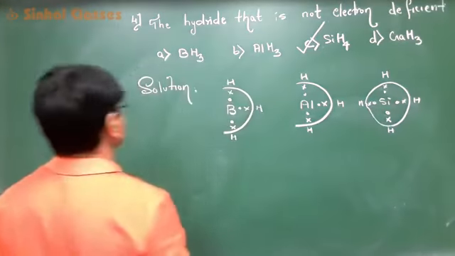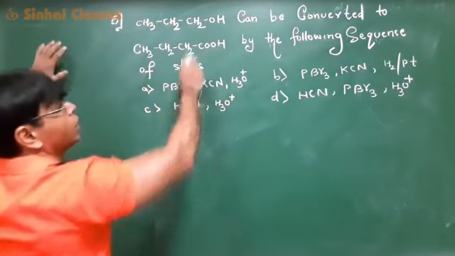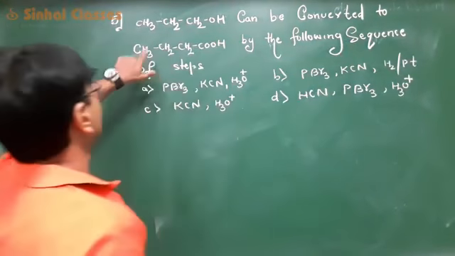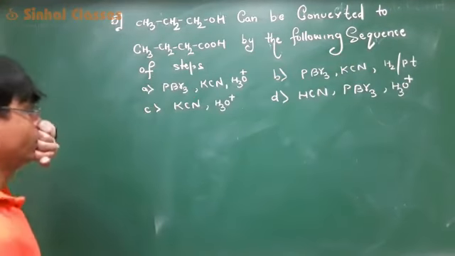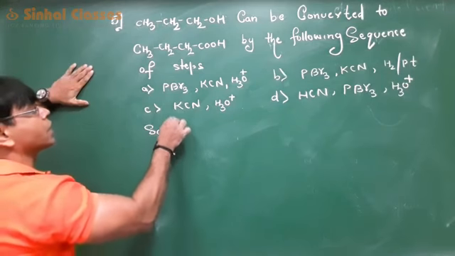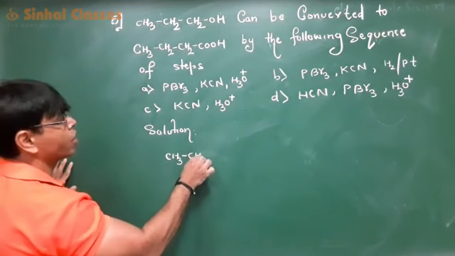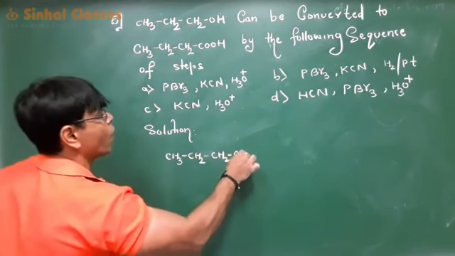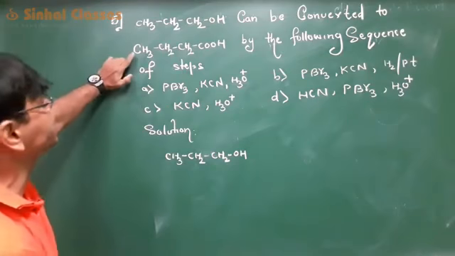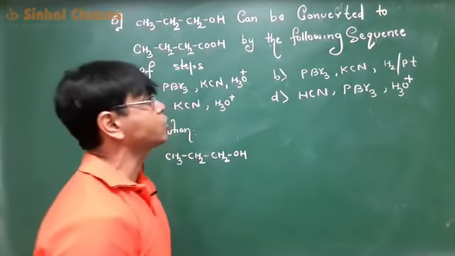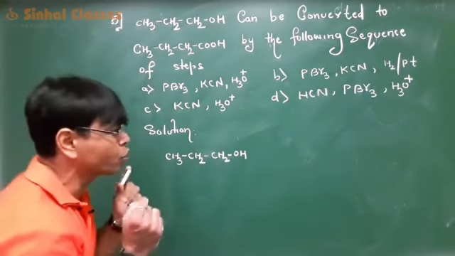Let's go to see now question number 5. Now look at this question. Propan-1-ol can be converted to butanoic acid by the following sequence of steps. Which is the correct answer for this? Now when we start with propan-1-ol, I want to convert it to butanoic acid. I want to increase 1 carbon. Whenever you want to increase 1 carbon, you need to take potassium cyanide, KCN. It has to pass through cyanide.